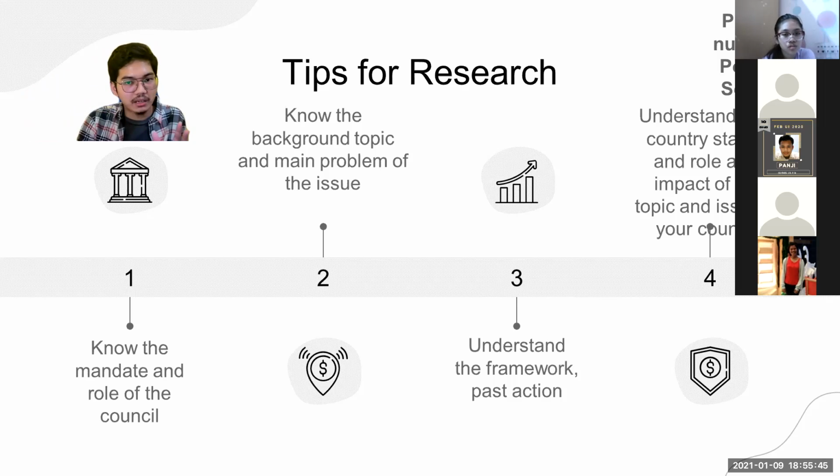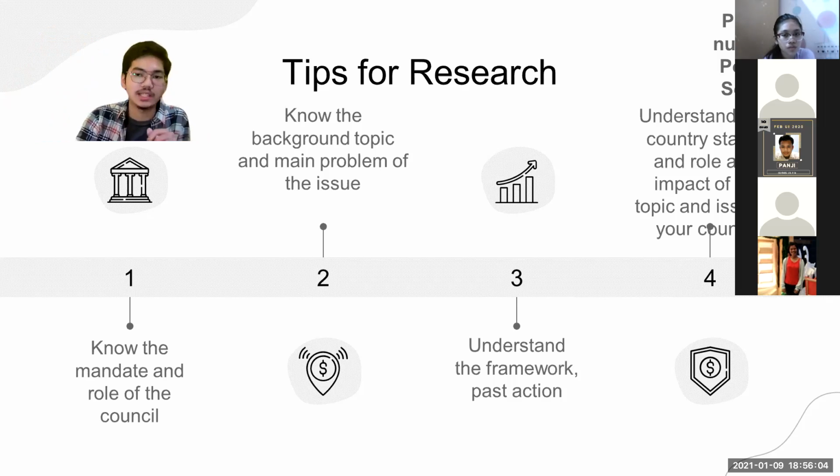Second one, know the background of the topic. Third one is understand the framework, the past action. And the last one, the plus, number 5, is possible solution and also country stance. Solution is the key in MUN. We're not going to talk about it right now. We're going to talk about it in the next session.